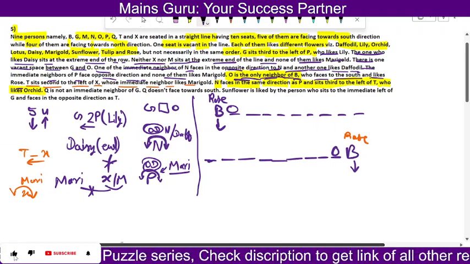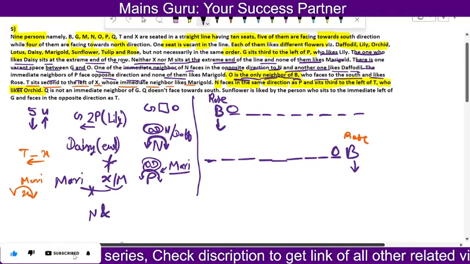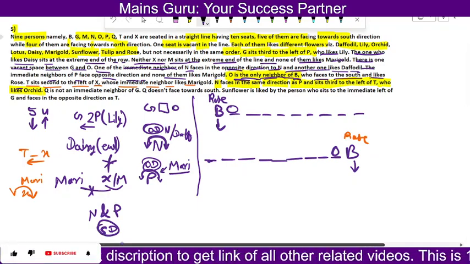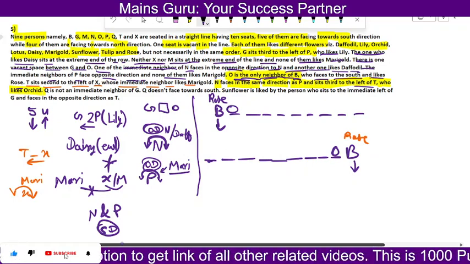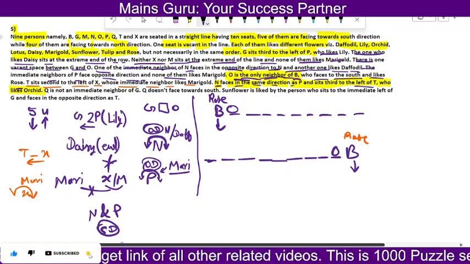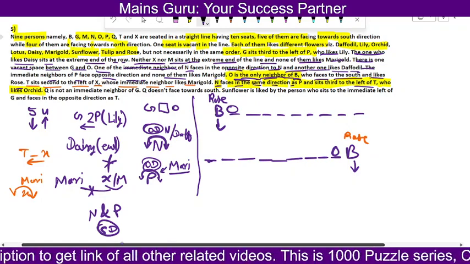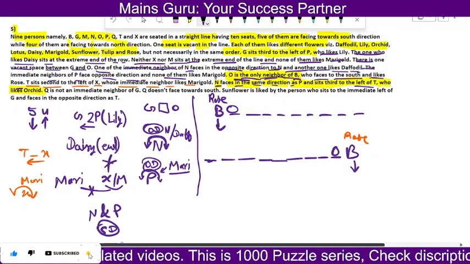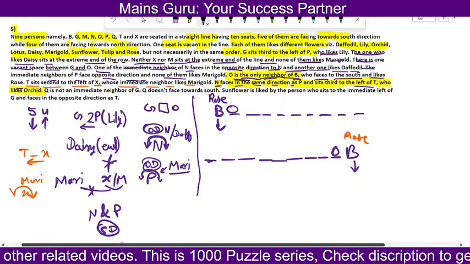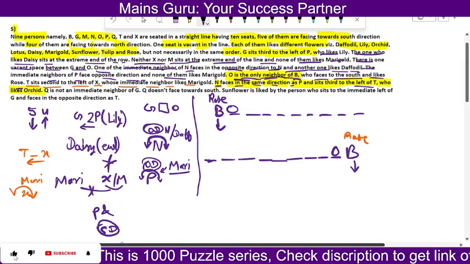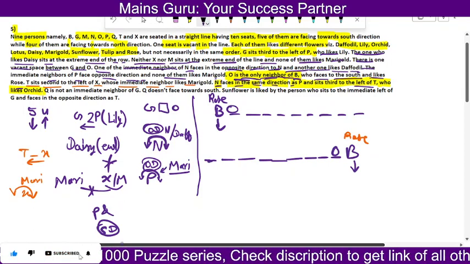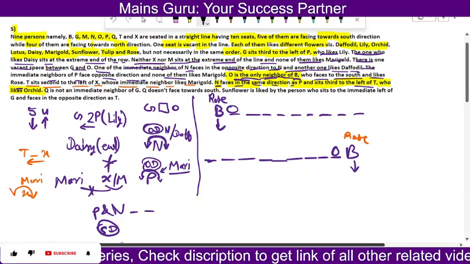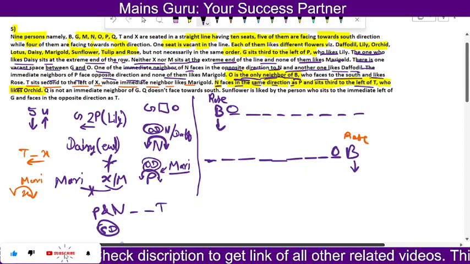So N and P face the same direction, N and P the same direction. Done. And N sits third to the left of T. Who sits third to the left of T? N faces the same direction. This sentence is for N again, where N sits third to the left of T. So we can make a condition like this. We can write: P and N should face the same direction, and N sits third to the left of T.